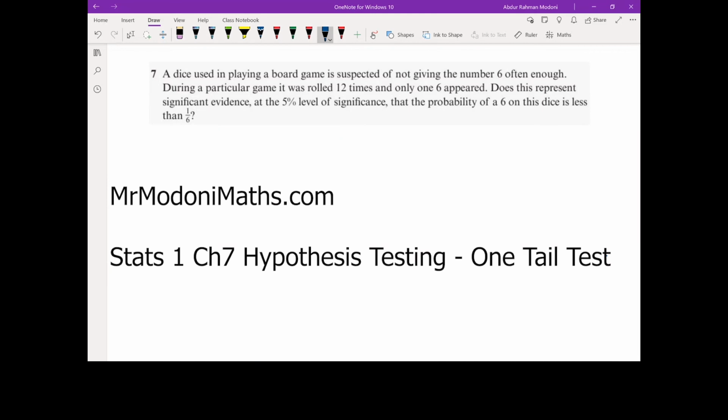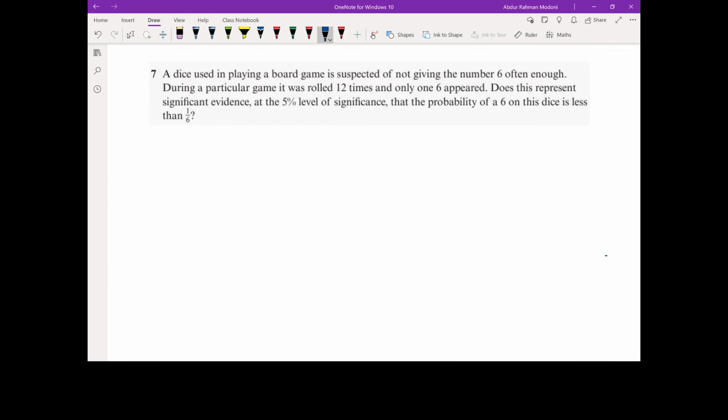A dice used in playing a board game is suspected of not giving the number 6 often enough. So during a particular game, it was rolled 12 times and only one 6 appeared. Okay, so 6 only appeared once. Does this represent significant evidence at the 5% level of significance that the probability of a 6 on the dice is less than 1/6? So how do we start off a question like this?